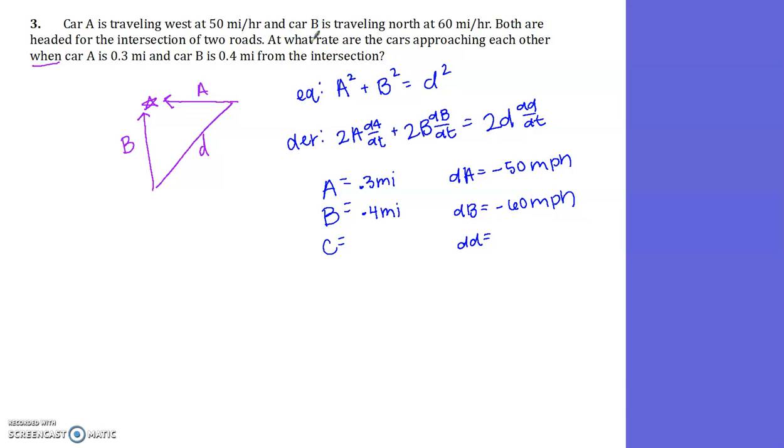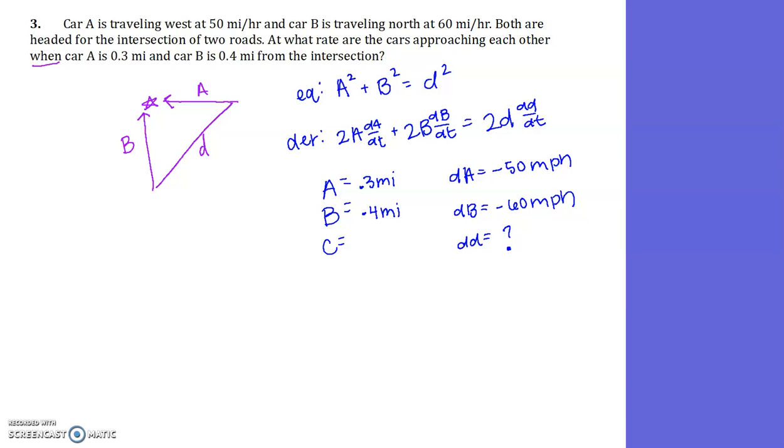And it says, at what rate are the cars approaching each other? A rate means we're looking for one of our dt's. So dD dt is the only one left, and that's this distance right here between the two cars. That shows how they're approaching each other. So that means I need to find D.